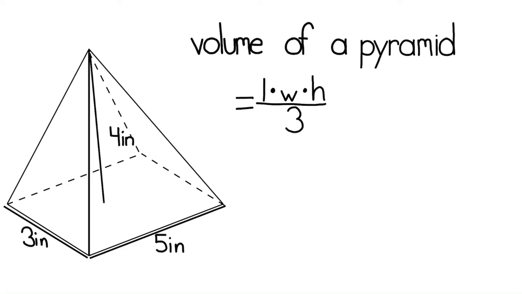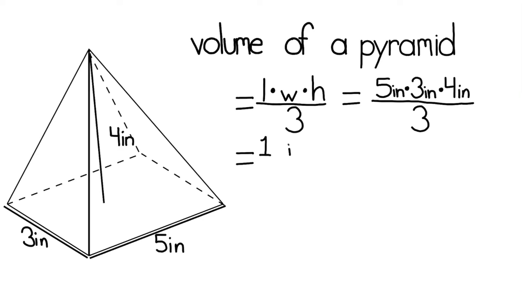So what we're going to do first is put these dimensions in the formula and write how we find the volume of this pyramid. So it looked like this: 5 inches times 3 inches times 4 inches over 3. What we're going to do first is multiply 5 inches by 3 inches, which equals 15 inches squared. So that would be 15 inches squared times 4 inches over 3.